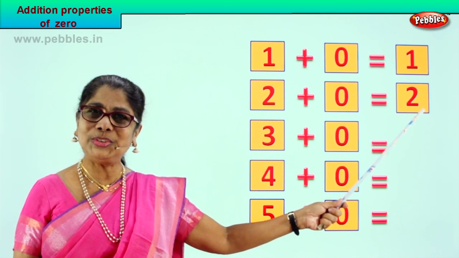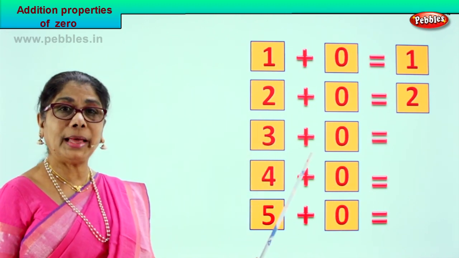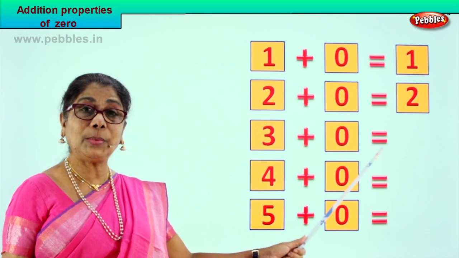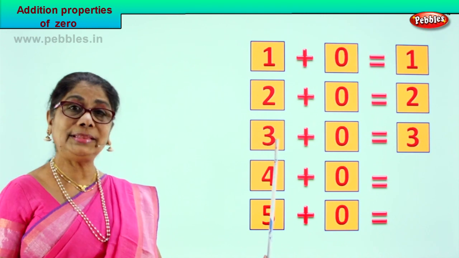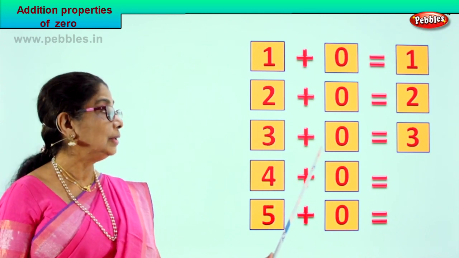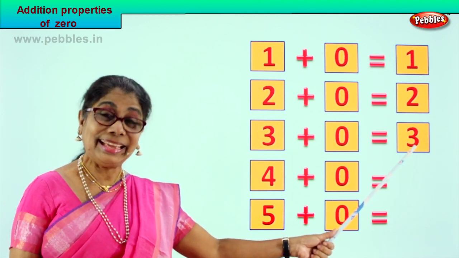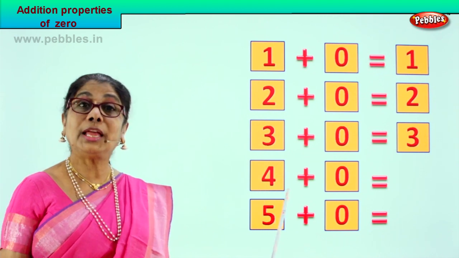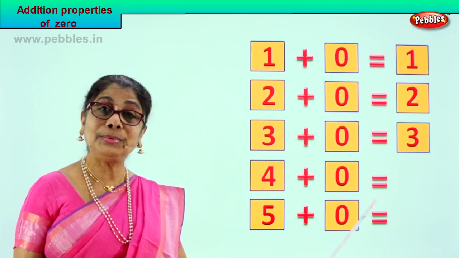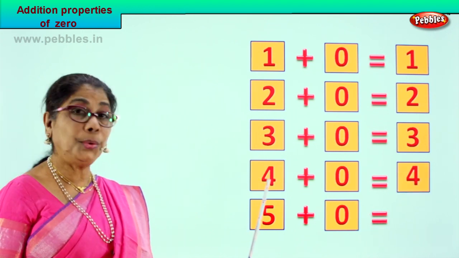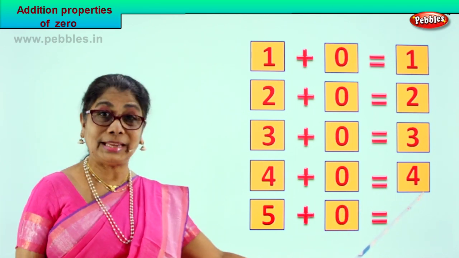Read it again. 2 plus 0 is equal to 2, the number itself. Good. Did you enjoy? Look at the third one. Observe. 3 plus 0 is equal to the same number 3. Read it again. 3 plus 0 is equal to 3. Good. Let's take the next one. Number 4 plus 0 is equal to 4 itself.